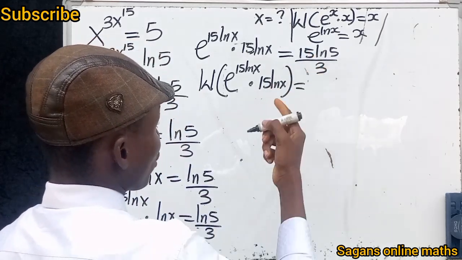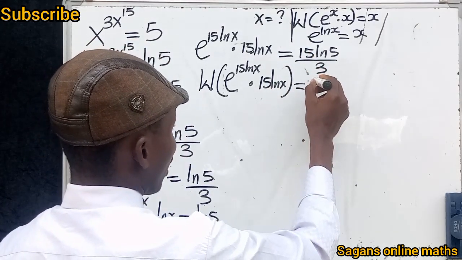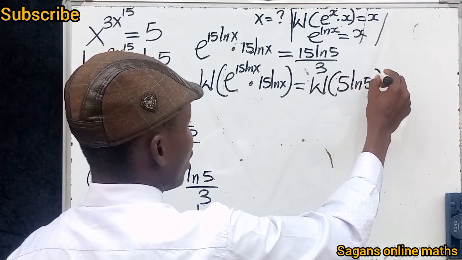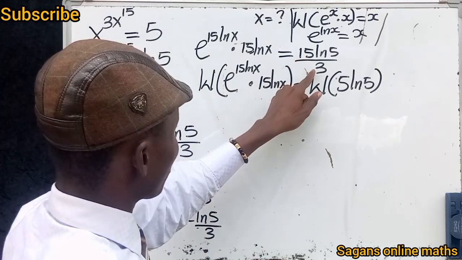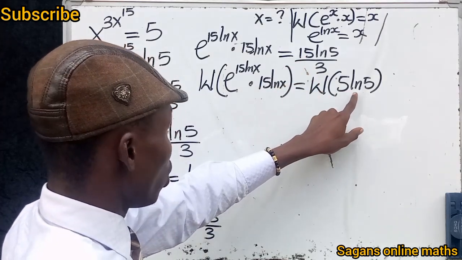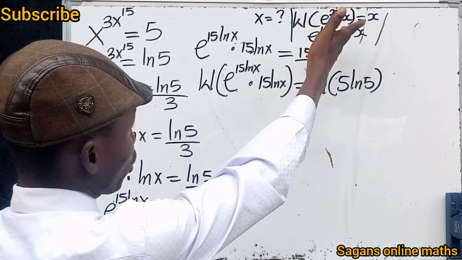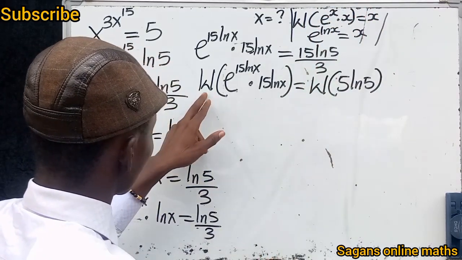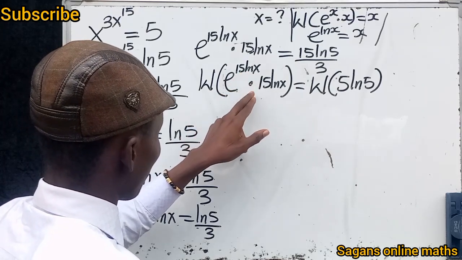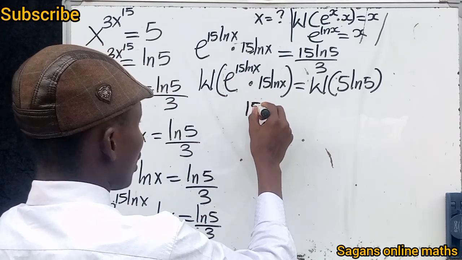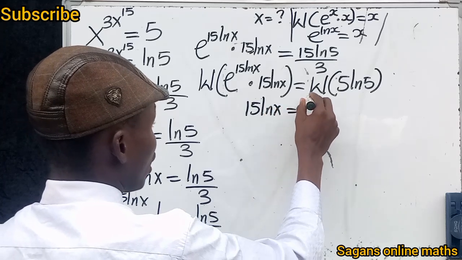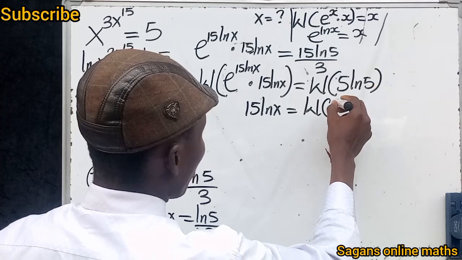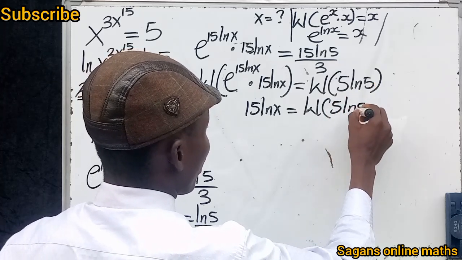Now 15 divided by 3 will give us 5. So this is the Lambert W function of 5 ln 5, the reason being that 15 divided by 3 gives us 5, so we are taking the Lambert W function of this. Now let's obey the properties of the Lambert W function. It says that the Lambert W function of e raised to the power of x multiplied by x equals x. So the Lambert W function of e raised to the power of 15 ln s multiplied by 15 ln s will give us 15 ln s, which equals the Lambert W function of 5 ln 5.